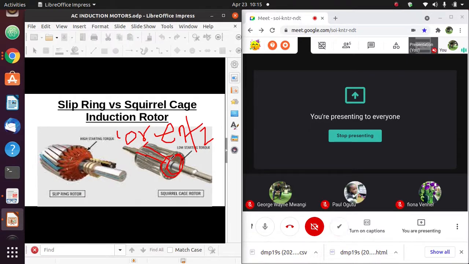Now you see that we'll still have to talk about slip in this perspective again, because slip is the difference between the speed of the rotating magnetic field in the stator, in the air gap, and the rotor speed. This is the slip.